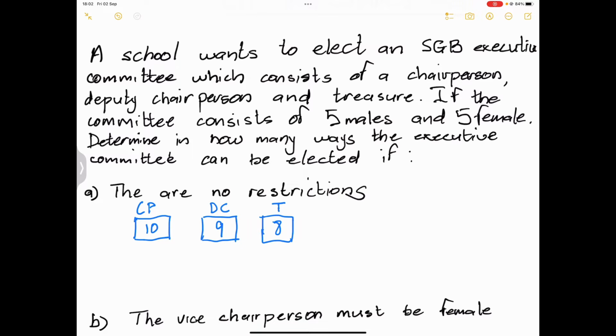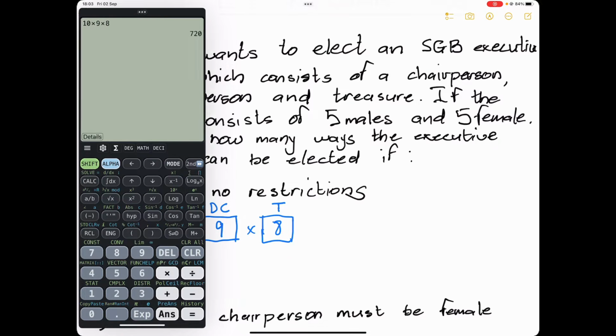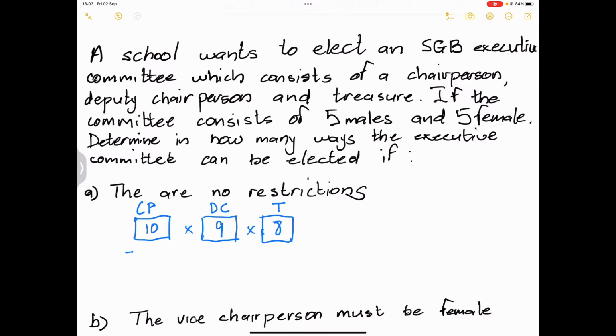So it means that the total number of combinations that we can choose from would be 10 times 9 multiplied by 8. If we do that, 10 times 9 times 8 would give us 720. So it means that if there are no restrictions, there would be 720.